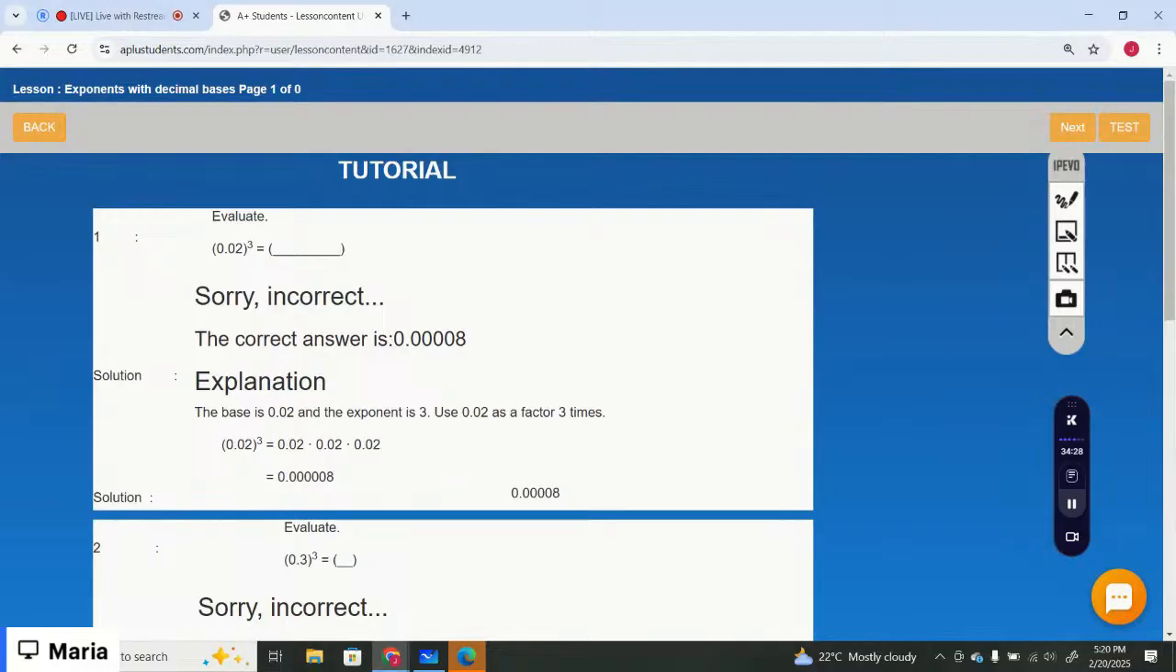0.02 exponent 3. So which is the correct option? You have to multiply 0.02 three times. You have to do 0.02 times 0.02 times 0.02. So that is 0.000008.